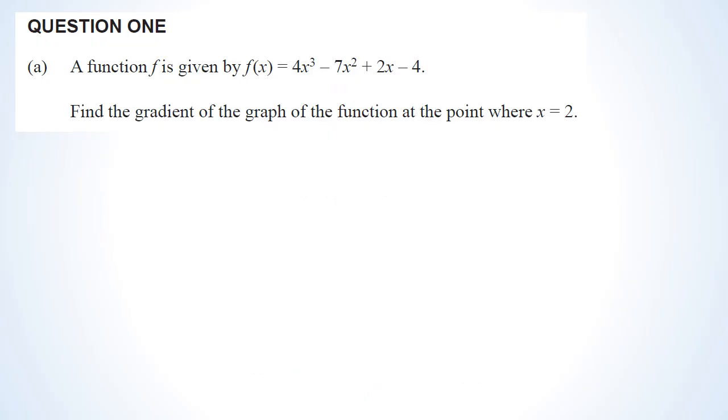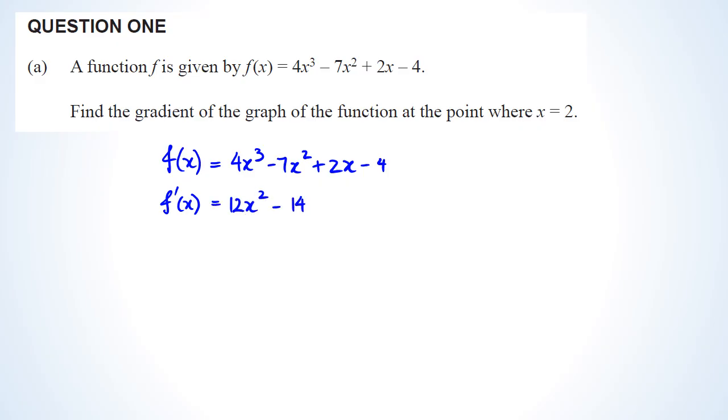For question one, we've got this function that's been given to us, and we've been asked to find the gradient where x is equal to 2. I like writing my function down first. So we've got 4x cubed minus 7x squared plus 2x minus 4. Differentiating this function, f dash of x will be 12x squared minus 14x plus 2.